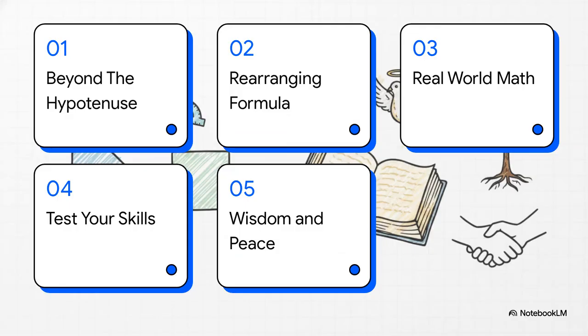All right, here's our roadmap for the explainer. First up, beyond the hypotenuse. Second, rearranging the formula. Third, we'll look at math in the real world. Fourth, test your new skills. And finally, wisdom, morality, and peace. Let's just jump right in.